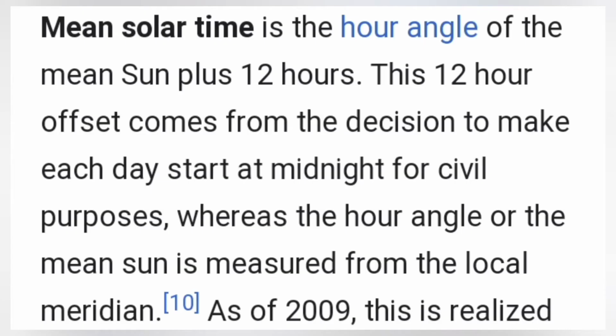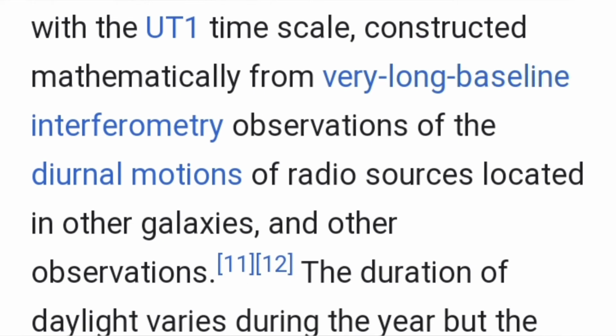So the mean solar time is the hour angle of the mean sun plus 12 hours. This 12-hour offset comes from the decision to make each day start at midnight for civil purposes, whereas the hour angle of the mean sun is measured from the local meridian. As of 2009, this is realized with the UT timescale constructed mathematically from very long baseline interferometry observations of the diurnal motions of radio sources located in other galaxies and other observations.